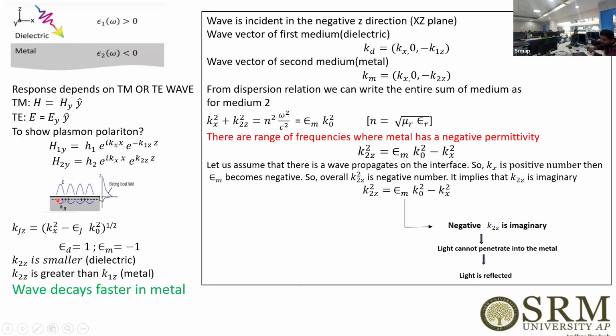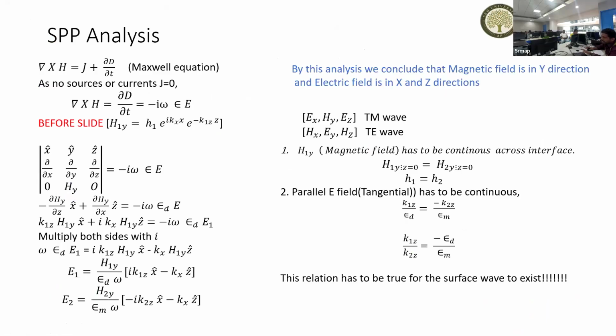On the metallic side, the decay is very great, so that's why we are getting very small decay here, and here the decay rate is slower. That's why we are getting larger decay here. So that's what we have proved here: wave decay is faster in the metal. That's what we have proved from this analysis.